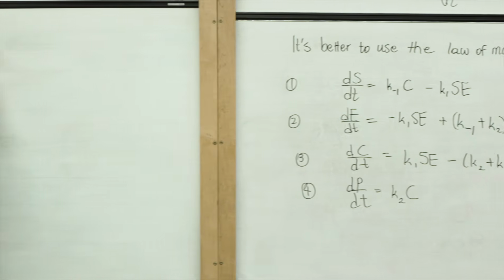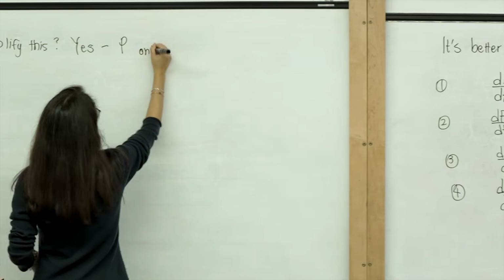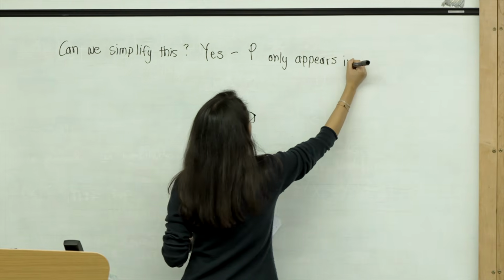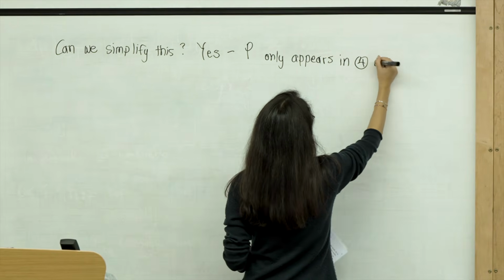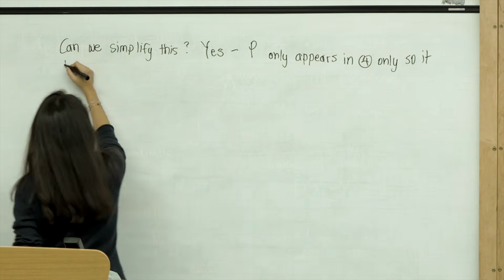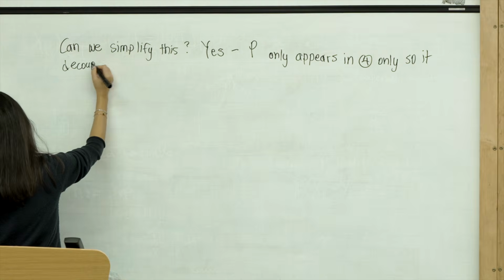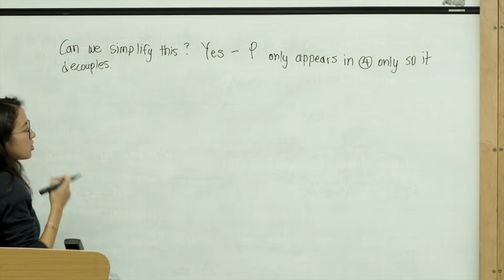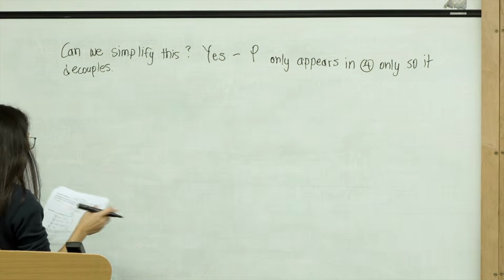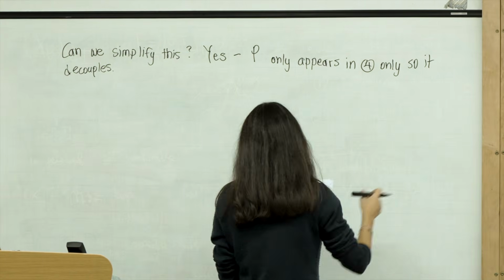So I will say here that the product only appears in 4. So it decouples. So basically, you just integrate 1, 2, and 3. And then once you have it, you can get the P.